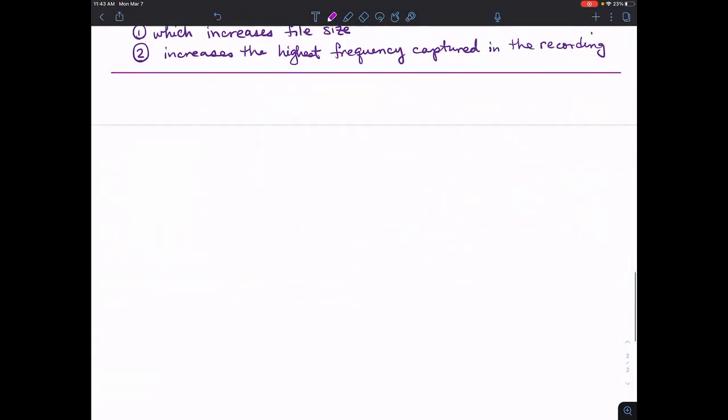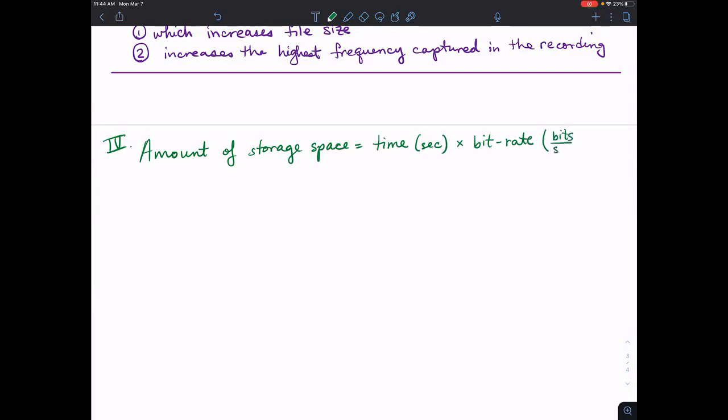Okay, moving on to number 5. Now we're talking about file size, right? So we want to know the amount of storage space. The amount of storage space is equal to the time that you want to store, but it has to be in seconds, times the bit rate, the number of samples per second. That gives you the amount of storage space in bits.